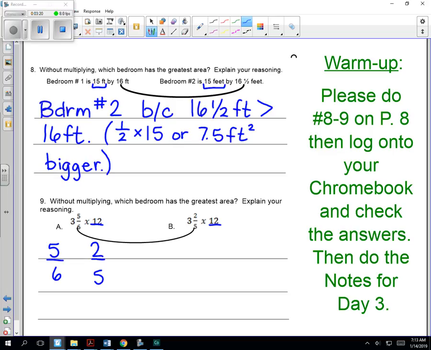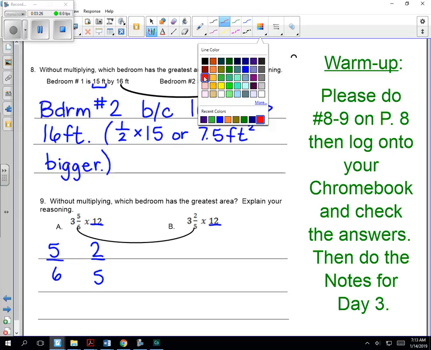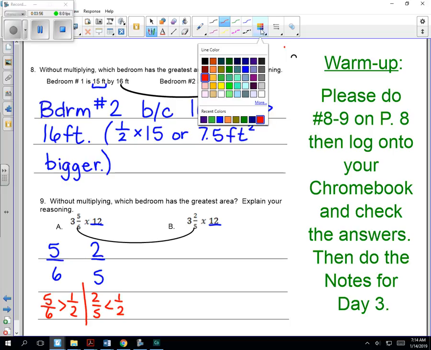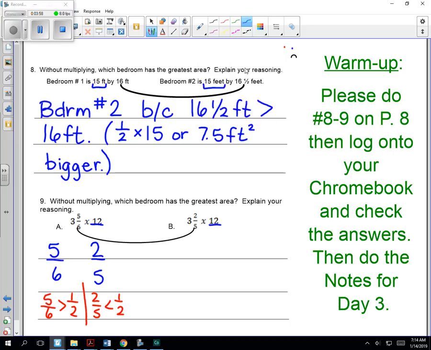Now, which method would we use? We would use 1/2 as a benchmark for this one. They don't have a common numerator, they don't have a common denominator, so we're going to look at 1/2 as a benchmark. 5/6 is greater than 1/2 because half of 6 is 3. 5 is greater than 3, so 5/6 must be greater than 1/2. 2/5 is less than 1/2 because half of 5 is 2.5, and 2 is less than 2.5. Therefore, 2/5 is less than 1/2.